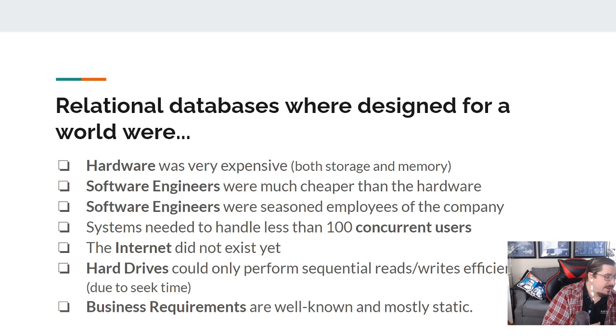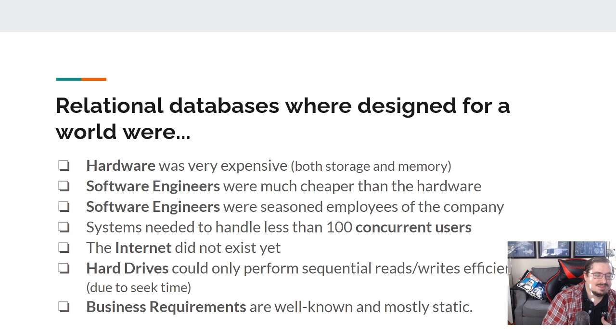And generally speaking, any system that you had had less than 100 concurrent users. That was a lot. To have 100 people on the same system would have been huge. But that's changed right now, right? 100 users on a website at the same time, that's like a rounding error.